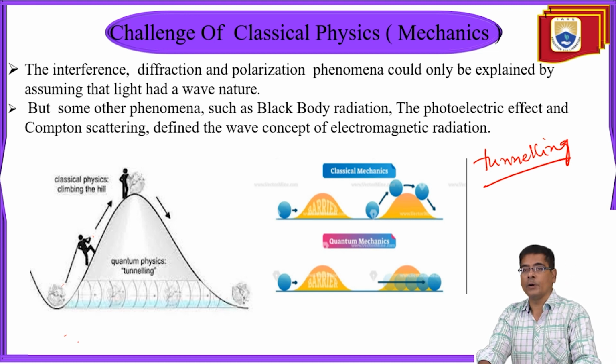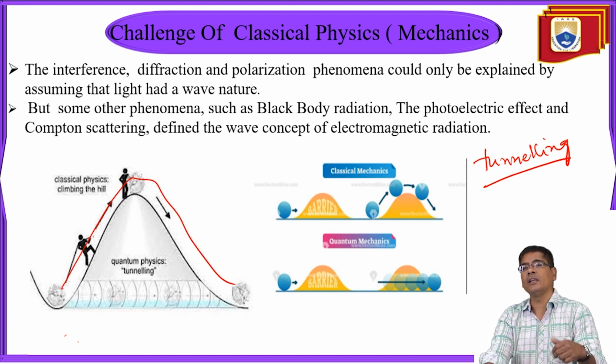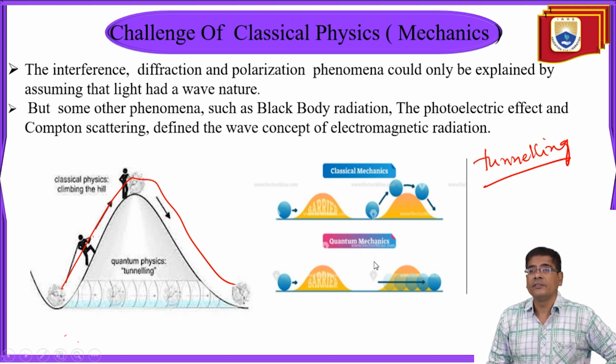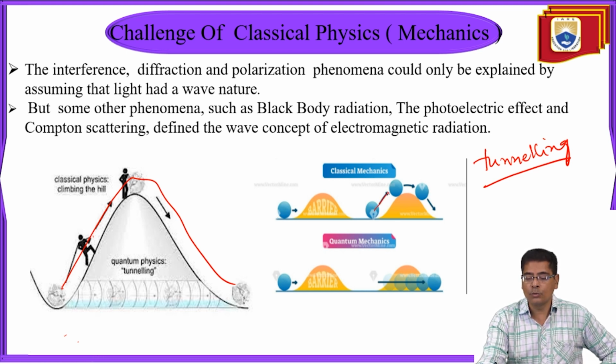Instead of taking the particle to higher heights and coming down, as is physically shown, classical physics means that person is trying to climb the hill, but quantum physics tunnels through the barrier. This is classical mechanics and this is quantum mechanics. This particle needs to cross this barrier. In classical physics, the particle has to go to this position and come down like this. But when we study quantum physics, this particle can tunnel through this barrier.